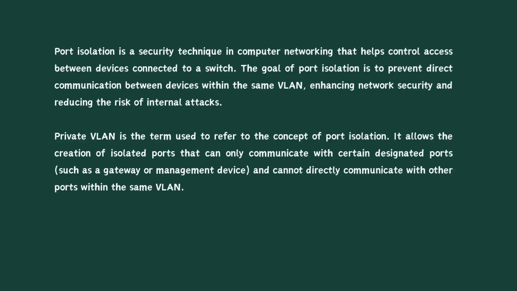Port isolation is a security technique in computer networking that helps control access between devices connected to a switch. The goal of port isolation is to prevent direct communication between devices within the same VLAN, enhancing network security and reducing the risk of internal attacks. Private VLAN is the term used to refer to the concept of port isolation. It allows the creation of isolated ports that can only communicate with certain designated ports, such as a gateway or management device, and cannot directly communicate with other ports within the same VLAN.